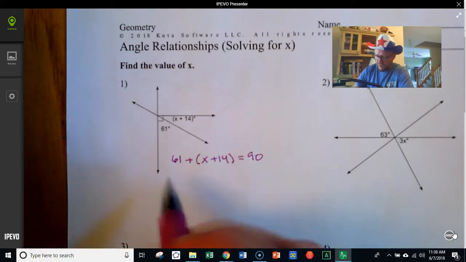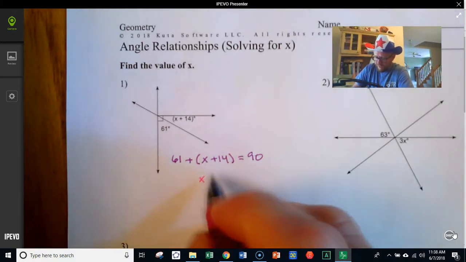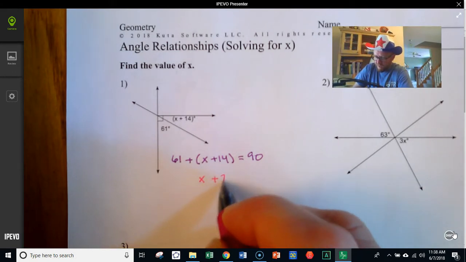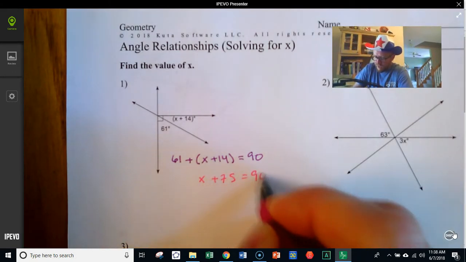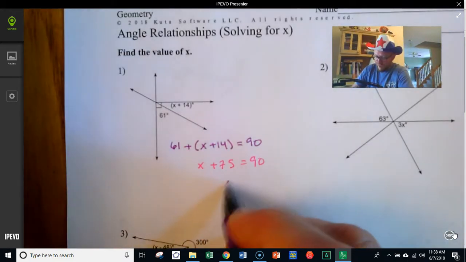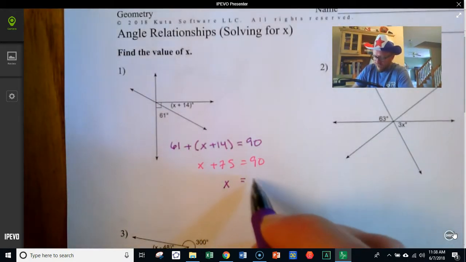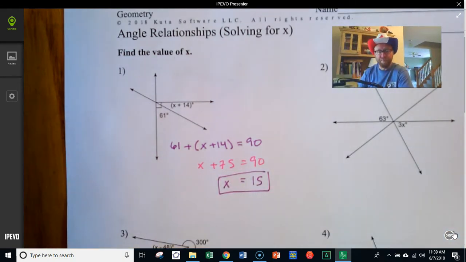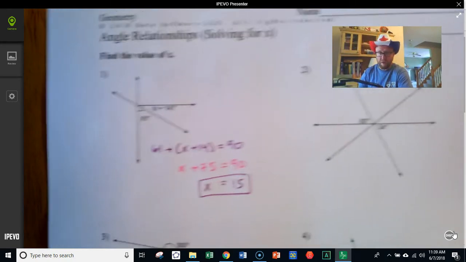So first thing I'll do is I'll combine like terms. I've got x. 61 and 14 is 75 equals 90. I want to get the x all by itself, so I need to get rid of the 75. I have to subtract 75 from both sides, which is x is 15. All right, let's take a look at another one.